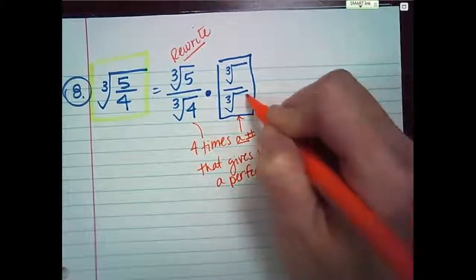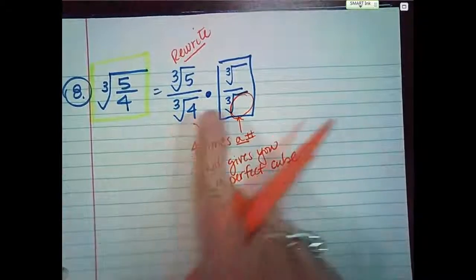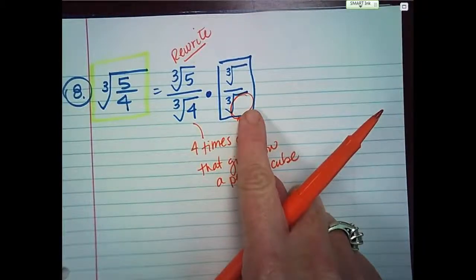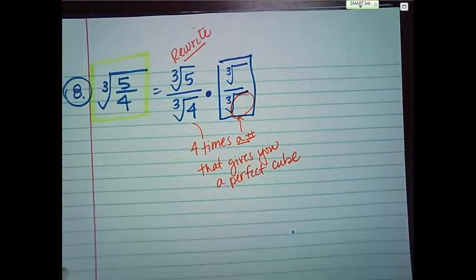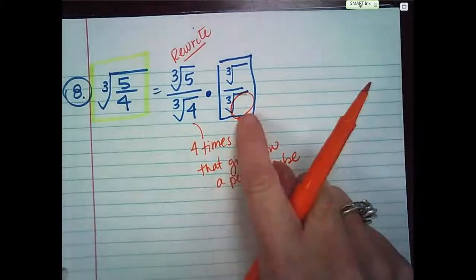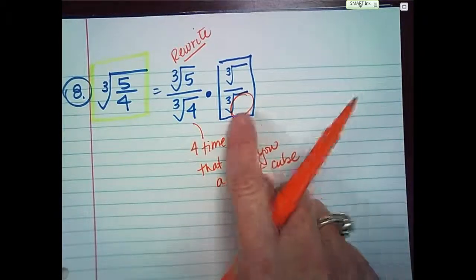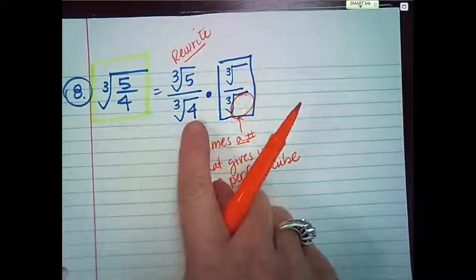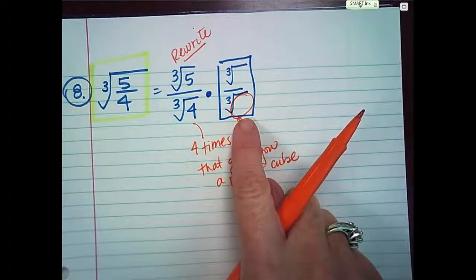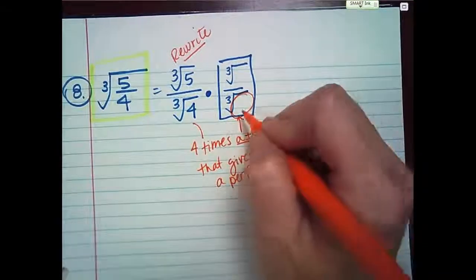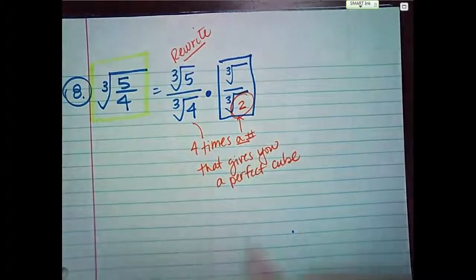In other words, the number that goes here, 4 times this number, is going to give me a perfect cube. Look over at my perfect cubes. What's my first perfect cube? 8. Right, my first perfect cube is 8. It's 2, right? So what do I need to put here so that I'm going to get 8? Because I'm going to multiply these together. So the cube root of 4 times the cube root of what? 2. And whatever you do to the bottom, you have to do to the top.